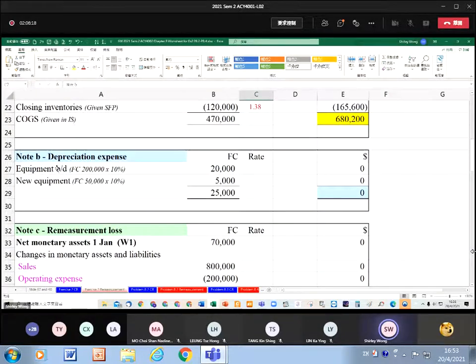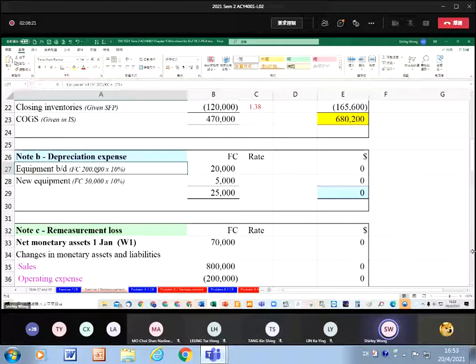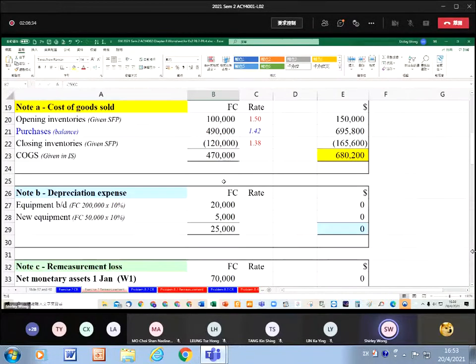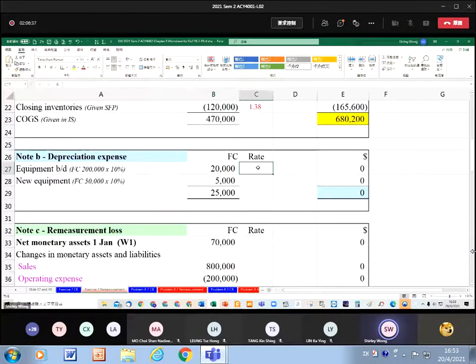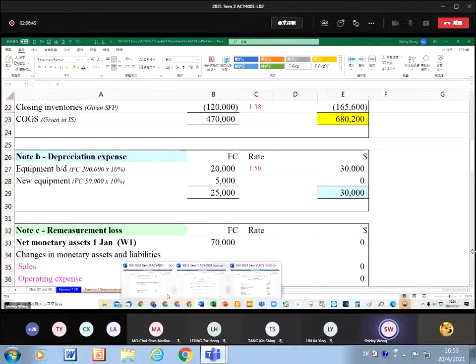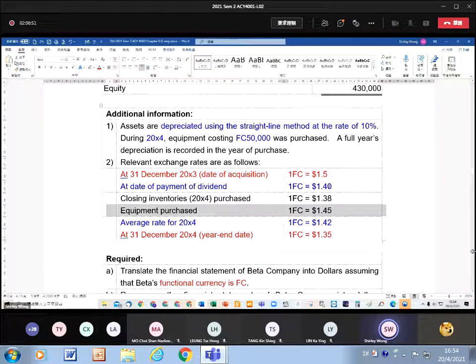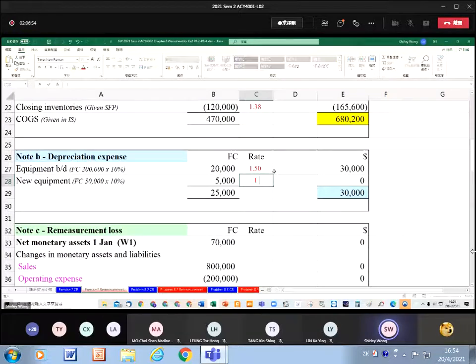we will have the equipment bought down. That equipment bought down worth 200,000, and then times 10%, the depreciation is 20,000. The new equipment that purchased during the year, 15,000 times 10% is equal to 5,000. Then total is 25,000 per the questions, right? 25,000. And then for the equipment that purchased previously, it is already brought forward from the acquisition date. We use the historical rate at acquisition date. And for current year, we will find out the current year purchase date rate. So the fixed asset is purchased on this day, and then the exchange rate at that time is 1.45. So we type in 1.45. Finally, you can calculate the depreciation.